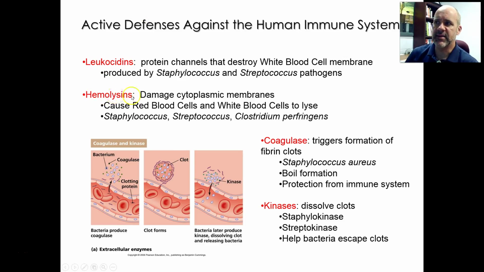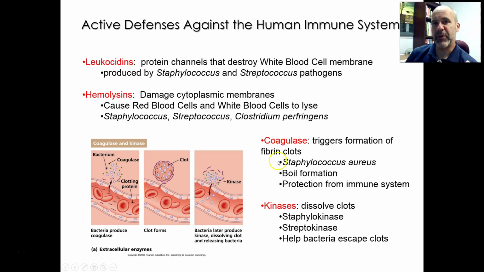All right, then hemolysins also more or less do the same thing. These are proteins that attach to cytoplasmic membranes of our cells and poke holes in them and cause those cells to lyse or burst. And so these tend to cause red blood cells, hemo refers to the blood, so hemolysins will cause red blood cells to burst and then white blood cells as well. So again, the Staphylococcus genus and the Streptococcus genus have example species that do this. And then good old Clostridium perfringens, if you guys remember that, that's the cause of gas gangrene. That organism produces hemolysins as well. So that's kind of nasty stuff.